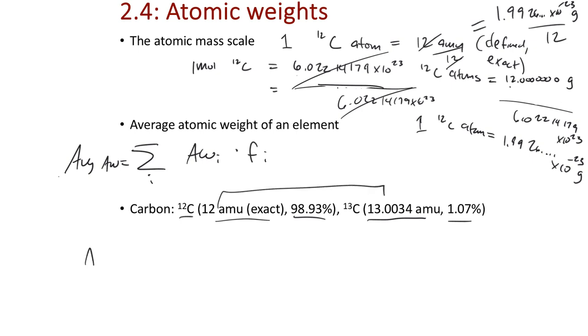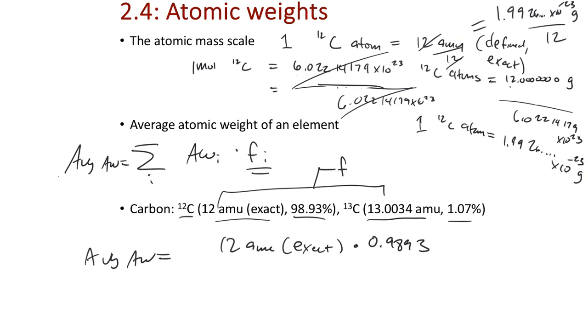So if I want to calculate the average atomic weight for carbon, I'm going to take the sum of those two isotopes. So I'm going to take carbon-12, 12 AMU. Now, again, I'm going to write exact so I can remember that's an exact number of sig figs, not 2. That's an infinite number of significant figures by definition of the scale. I'm going to multiply this by 0.9893. I'm going to take the percentage, 98.93, and just make it a fraction.